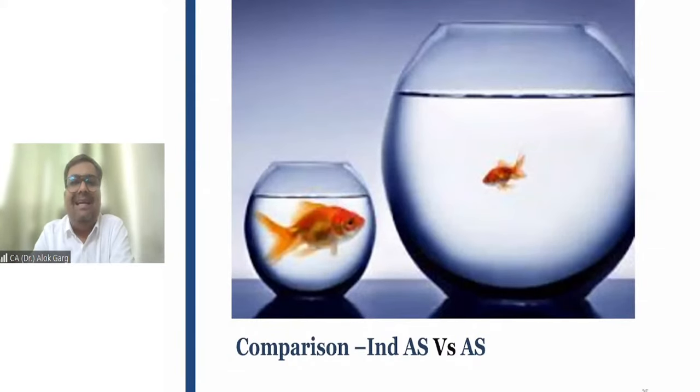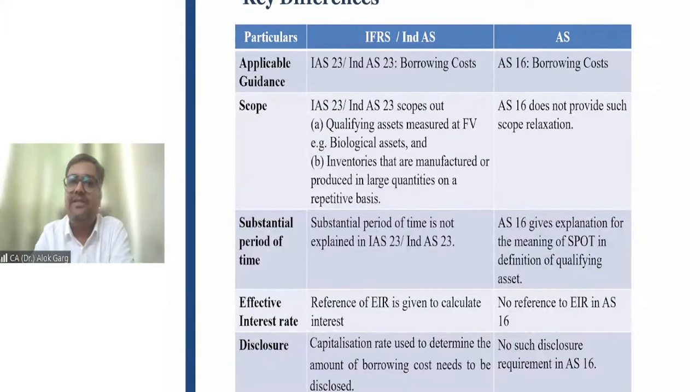Coming to the difference between Ind AS and IFRS, there is no difference as such. But yes, between AS and Ind AS, there is a difference. And what is the difference? Of course, in IFRS and Ind AS, the standard is IAS 23 or Ind AS 23. In AS, it is AS 16.